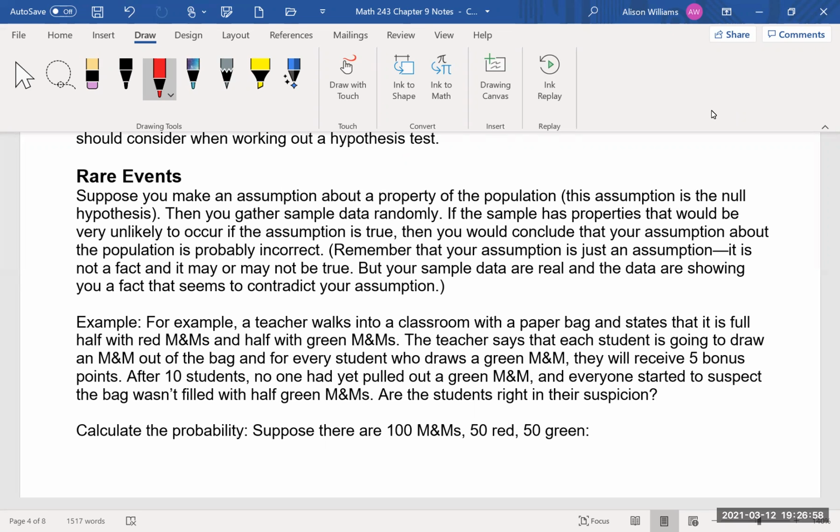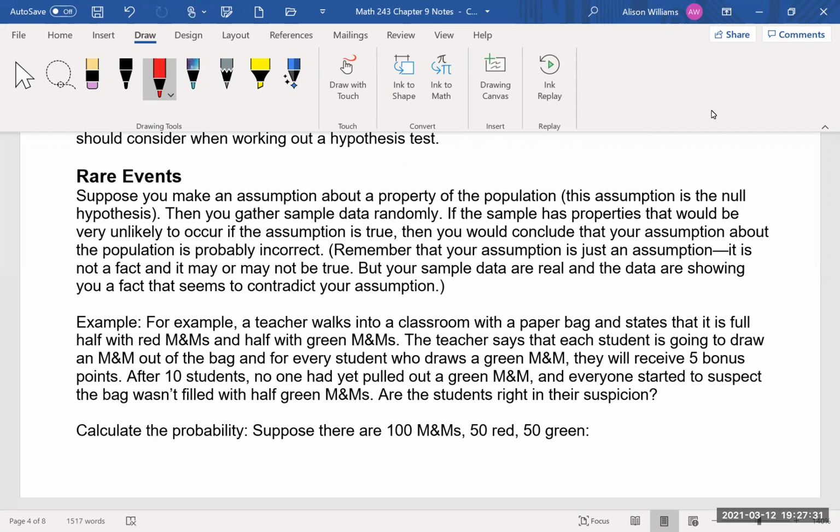This is an excellent example. I would say that students would probably be way more suspicious than 10. After about 5 people, they're going to be like, "Hey, are there really green M&Ms in there?" And they're going to start to wonder. But really, let's calculate the odds that this could happen. Let's just say, for the moment, just to give some numbers, that it's filled with 100 M&Ms. There's 50 red, 50 green. Just trying to give us some easy numbers to work with. Let's calculate the probability of this little scenario.